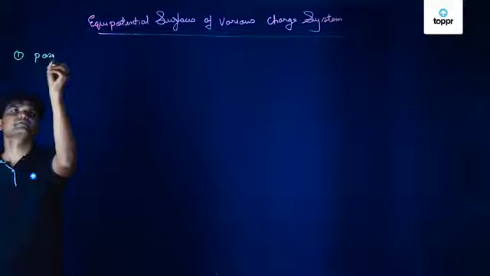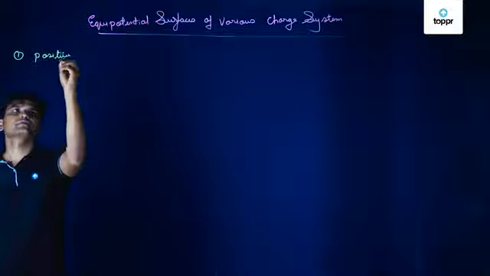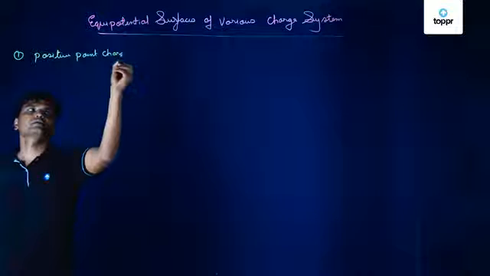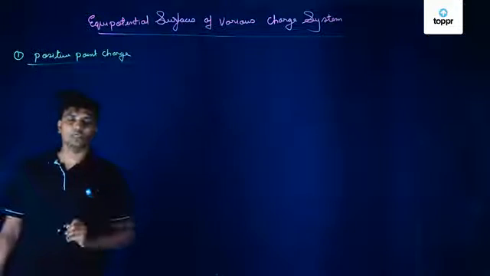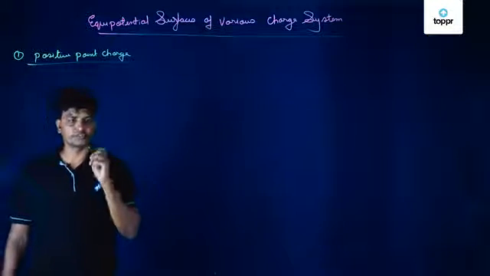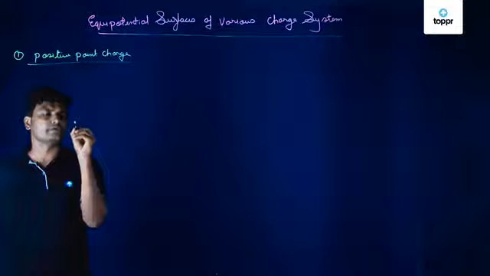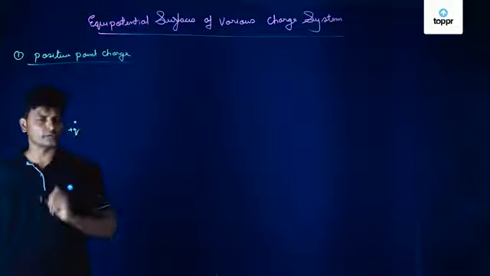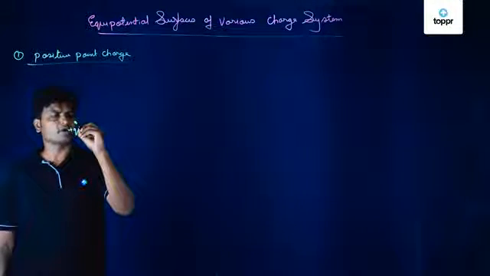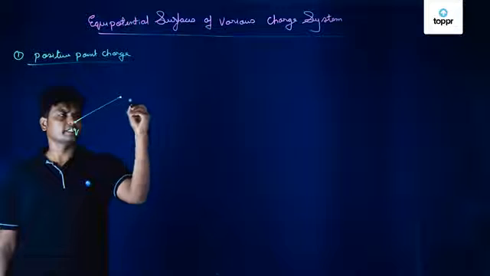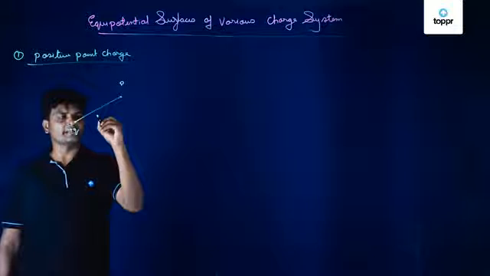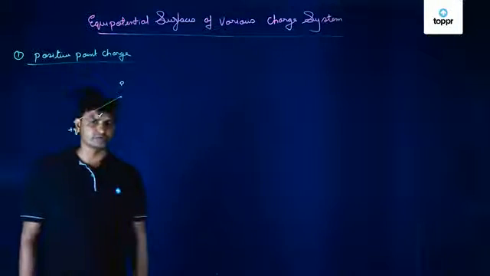a positive point charge. Let us find out the equipotential surface for a positive point charge. So we have a positive point charge over here. Now let's say I want to find out the potential at this point P, which is located at the distance r from the positive charge.